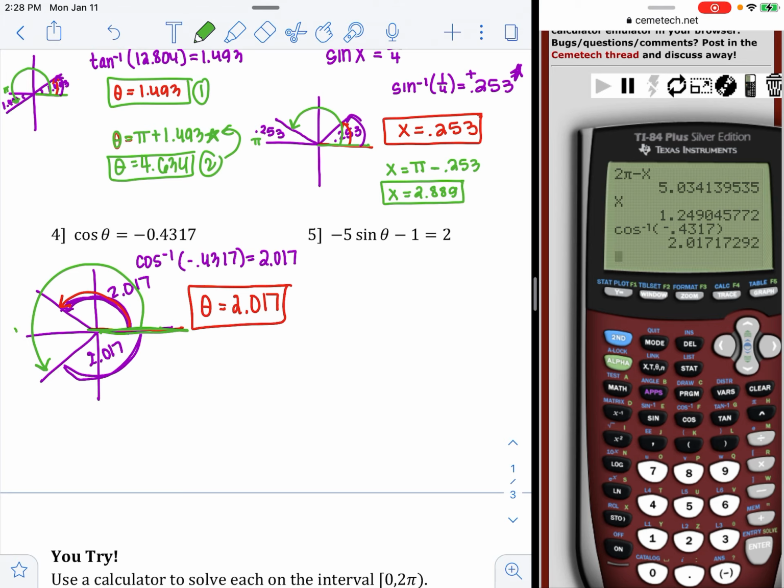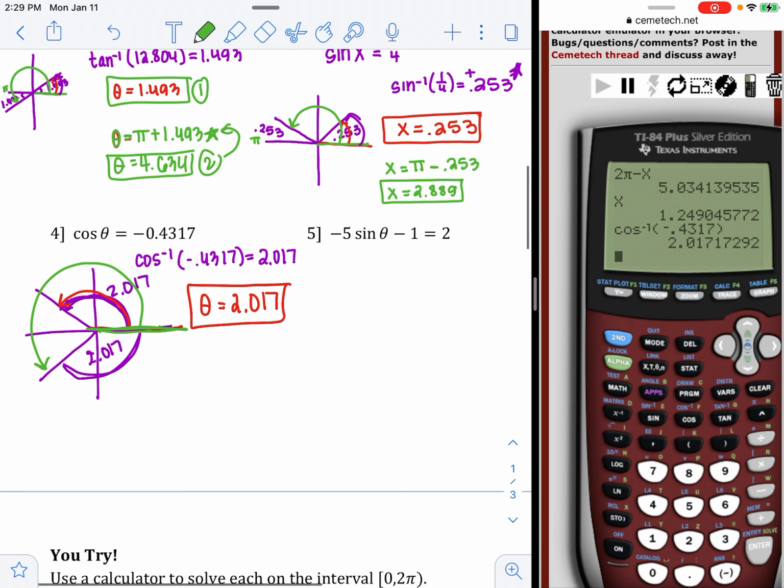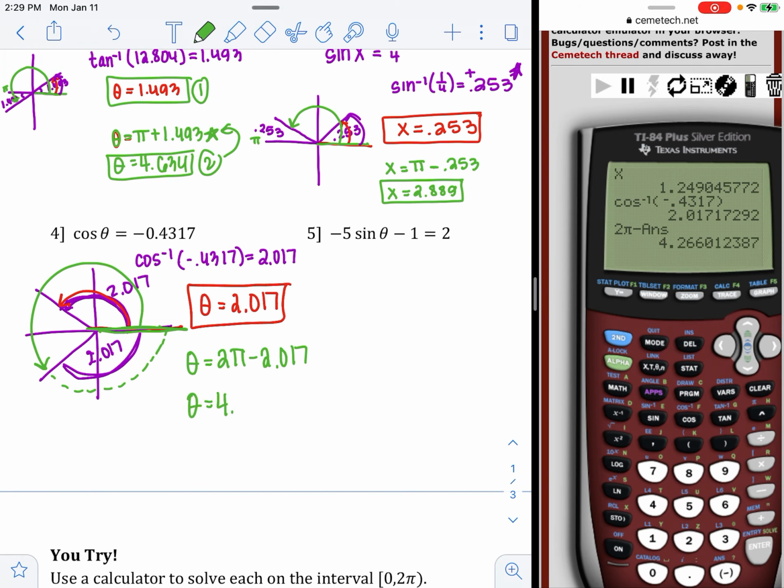Now, some people will say, well, it's pi plus whatever this is. It's not labeled. Could we figure it out? Yes. Do I feel like doing it that way? Absolutely not. It's the longer way. So instead, what I notice is that this would be a full rotation, which is 2 pi, but I have to get rid of that angle that I just put in dashed. So to get that angle, I'm going to do 2 pi minus 2.017. So I have 2 pi minus that answer up there, which is just the second answer. So my other answer is 4.266.